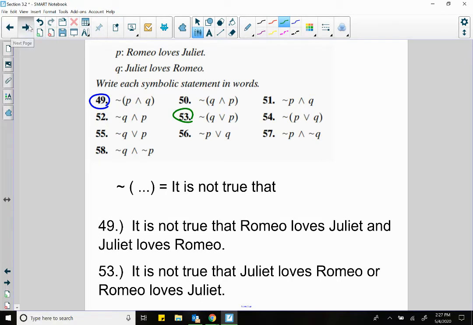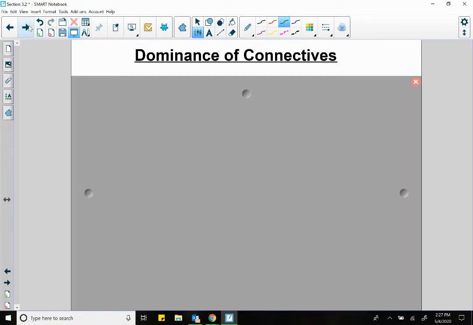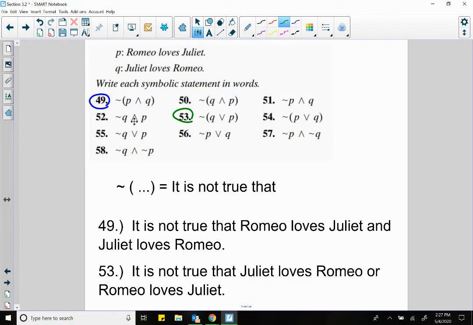All right, everyone. It's time to put it all together. But before we can put it all together, this is the last piece. Before we can put it all together, we have to talk about dominance of connectives. So what dominance of connectives is, it's kind of like what we were talking about right over here. It's all about parentheses.